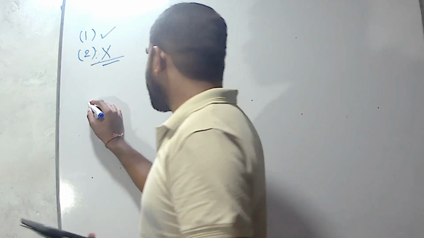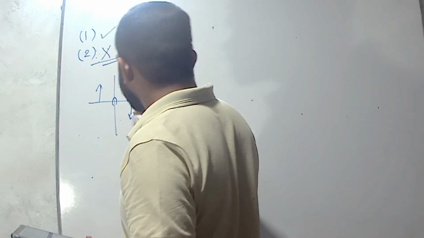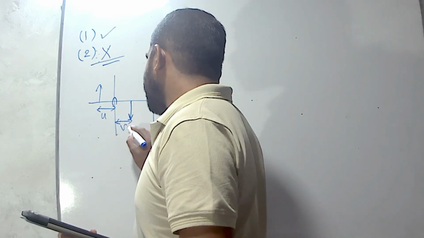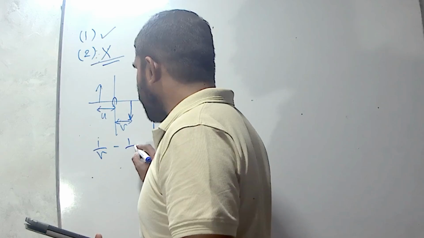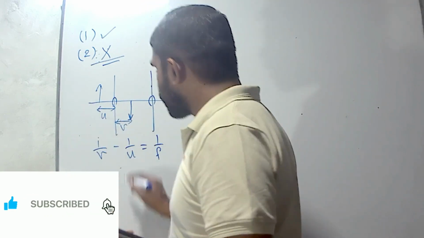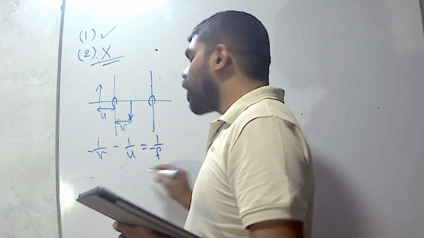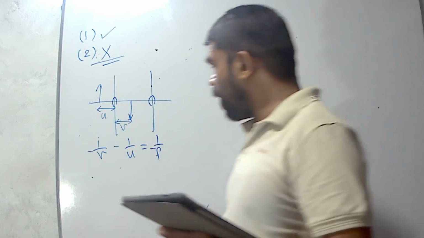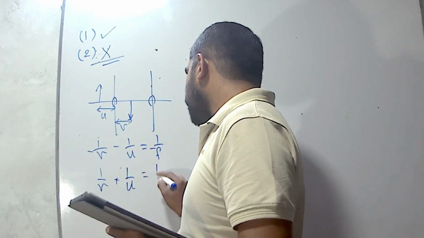Then for the objective lens, it should form an image like this. This distance is the object distance, this one is the image distance for the objective lens. Then we can use the lens formula, 1 over V minus 1 over U equals 1 over F. Then I will use sign convention. U value is minus, V value is plus, focal length is plus because it is a convex lens. Then I will take the opposite sign of all terms, 1 over V plus 1 over U equals 1 over F.